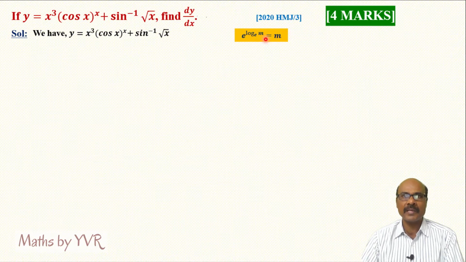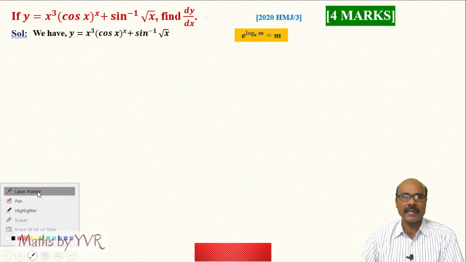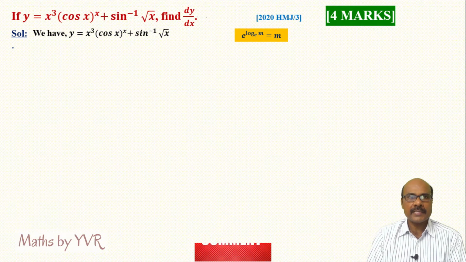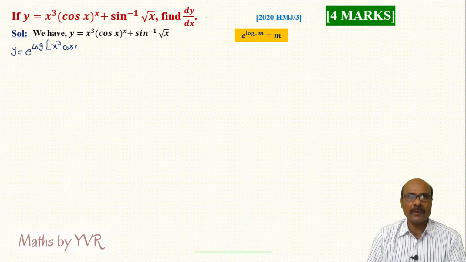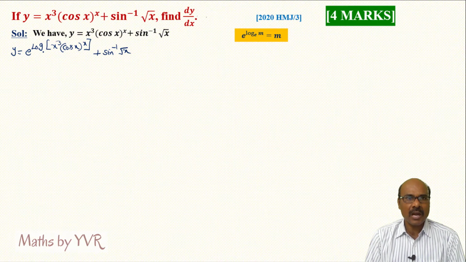Now I am going to apply this property to the first function. Then what will we get? Look here. y is equal to e power log x cube into cos x whole power x plus sin inverse root x as it is. Sin inverse root x as it is. Here for this log, even if you are not writing base e, we should consider it as log base e only.